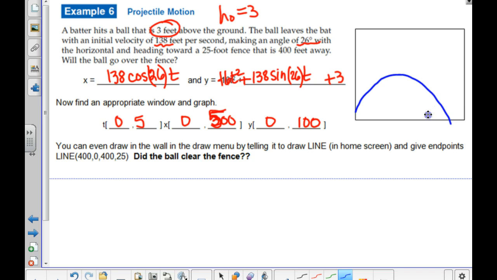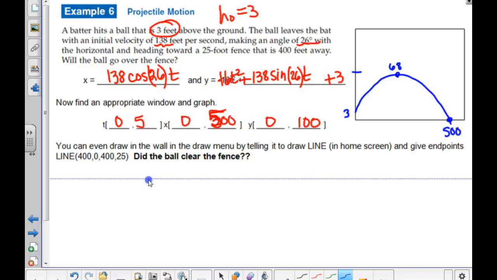So out here somewhere is a fence. How far away did it land? Can anybody tell me? It started 3 feet. 496. About 500 feet away it landed. Okay. And how high? Did anybody figure out how high it went? Didn't ask us this, but about 68 feet up. Anyway, just an estimate.